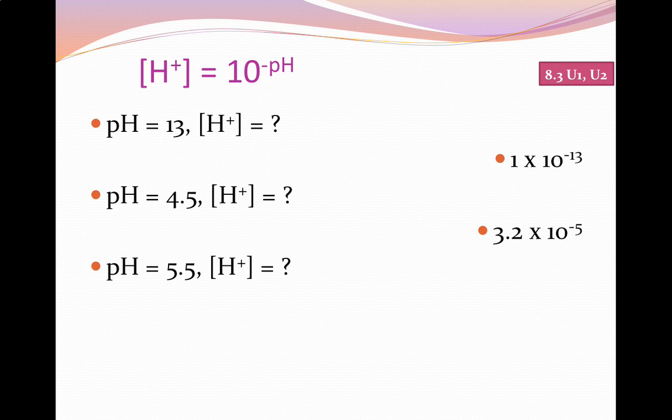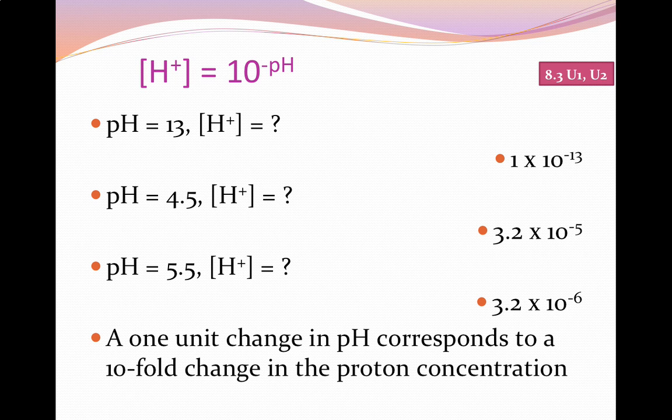So which part of it stays the same? 3.2 stays the same. My exponent changes though. It became a 10 to the negative 6. 3.2 times 10 to the negative 6. So our big takeaway from that is that a 1 unit change, so I just went from 4.5 to 5.5, a 1 unit change in pH corresponds to a whole 10-fold change in proton concentration. So if I did a 2 unit change, it'd be 10 times 10, it'd be 100-fold.